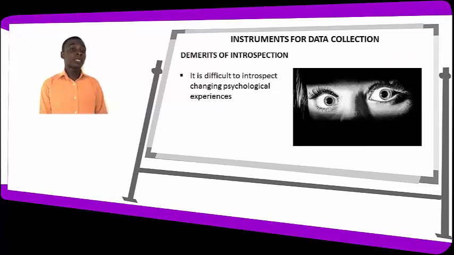Number 1, it is difficult to introspect changes in psychological experience. You cannot say you want to start observing psychological experience in people. You can't observe it, so it's very difficult to do that.